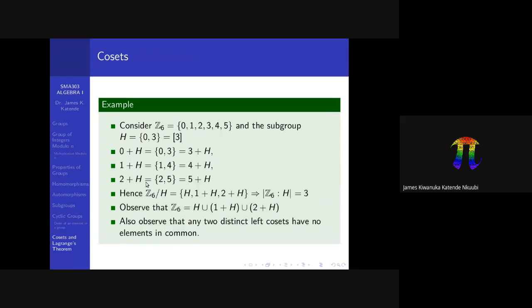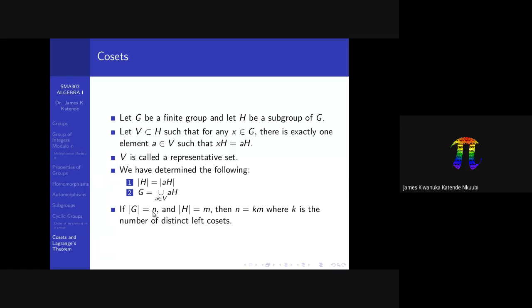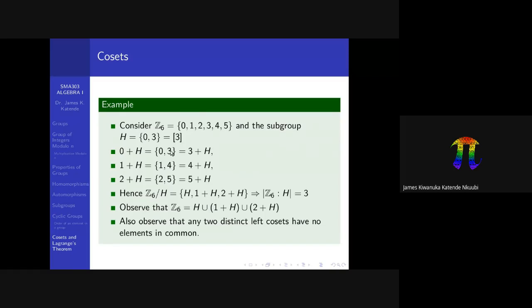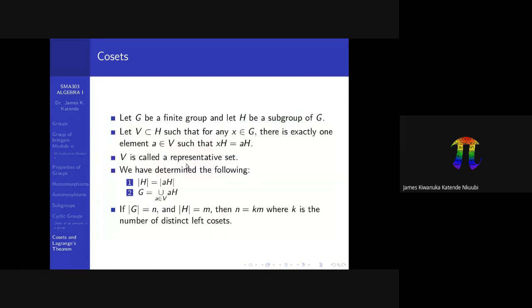And then we can go back to an example here. Z6 has exactly 6 elements, so the order of Z6 is 6. We picked a subgroup which has exactly 2 elements. So if you were to use the theorem, N here will be 6 and M will be 2. Our claim is that M must divide N, and that is true because we have 3 distinct left cosets. Each of them has exactly the same number of elements. So here, if you multiply 2 by 3, you will get 6, the number of elements in Z6. So in our case here, K will be 3, so 6 will be equal to 3 times 2.